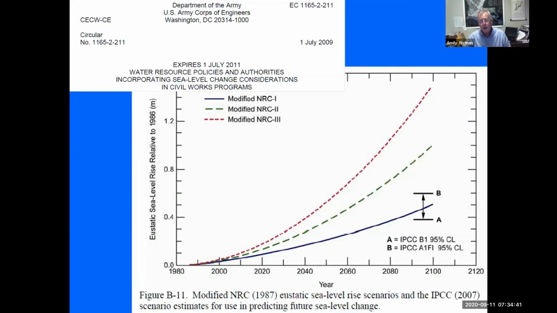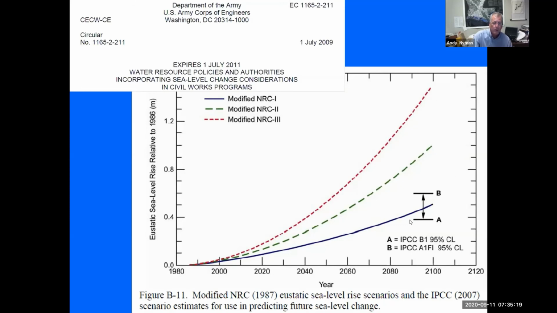This was not the first we heard about this. This was the end product of some talk that had been going on quite a while. This is also from the Corps of Engineers, and they came out with some water resource policy and authorities incorporating sea level change considerations in civil works projects, and said that you must, if you're getting federal dollars, build for sea level rise. You have to account for that in your plans. And they went ahead and threw out the three projections that the NRC had given in the late 80s, which were really out there.